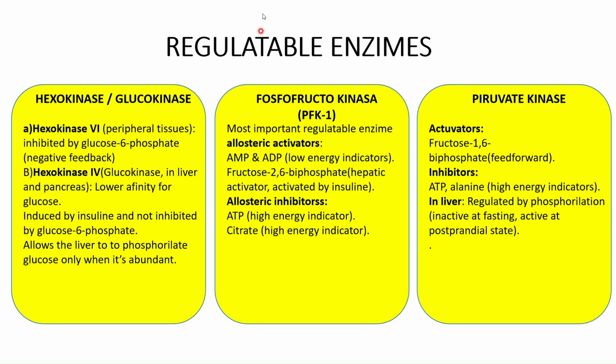We have hexokinase, which is present in peripheral tissue and is inhibited by glucose 6-phosphate, so negative feedback. We also have hexokinase 4, which is glucokinase, present in liver and pancreas. It's important to understand that this enzyme has a lower affinity for glucose. This is really important because, for example, let's say that you just ate. This is when you have a greater amount of glucose in your bloodstream, and then of course that glucose is going to enter your liver.